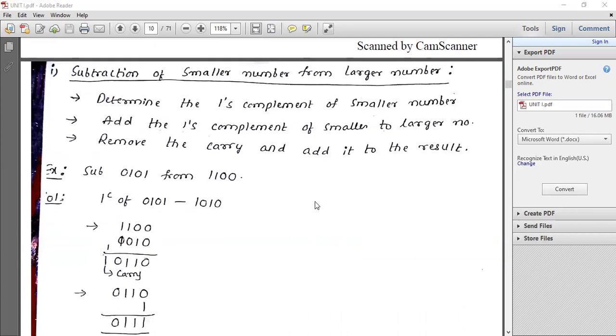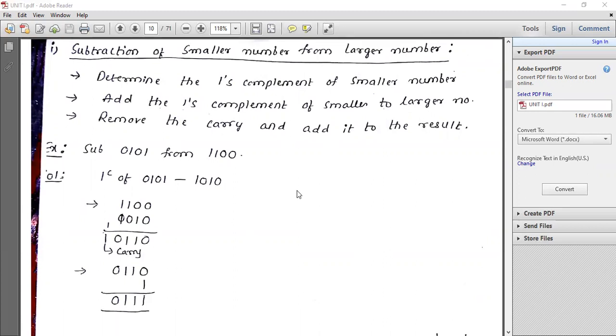Let us see one small example. I'm going to subtract 0101 from 1100. You know that 0101 is the binary form of 5 and 1100 is the binary form of 12. So 5 is getting subtracted from 12, and the result must be 12 minus 5, that is 7. Let us see whether it will be obtained or not.